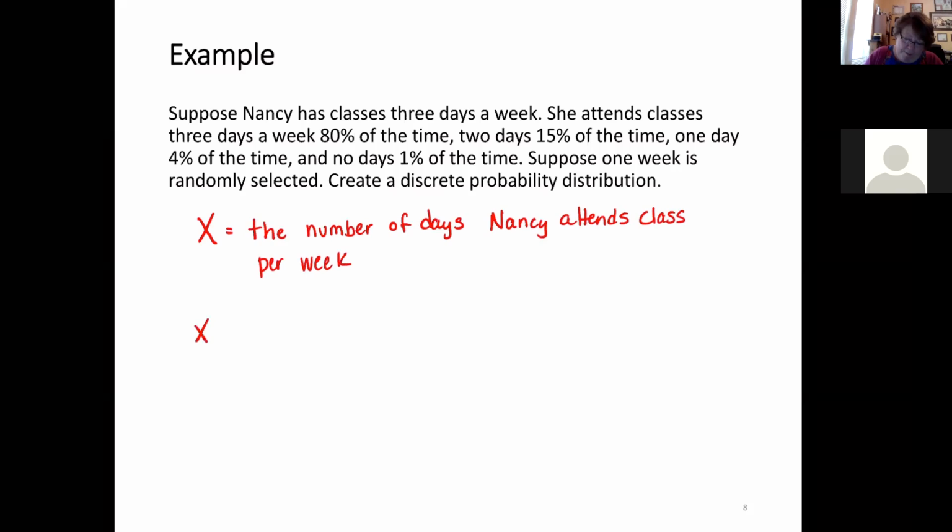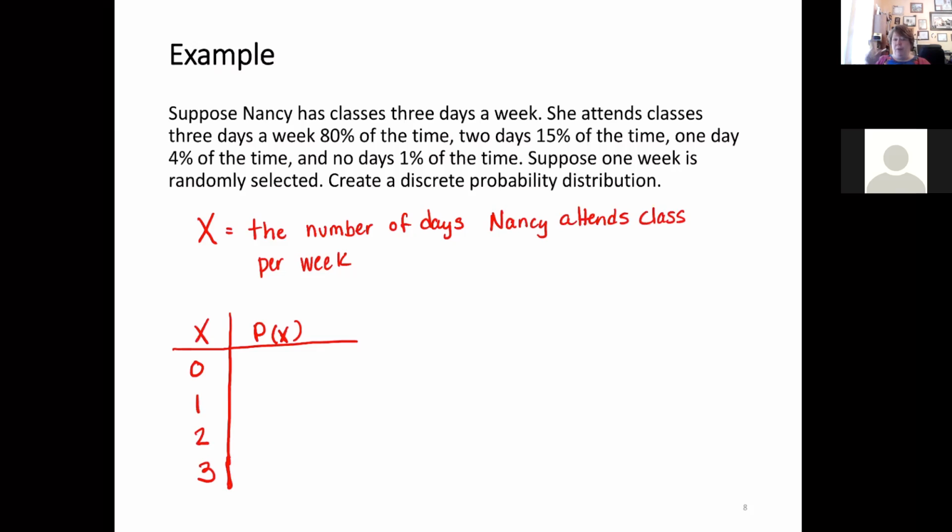So we're going to set up our table. And we're going to look at what values this random variable can take on. So she's got 3 days a week that she attends class. So she can attend class no days, 1 day, 2 days, or 3 days. So those are the values that my random variable can take on.